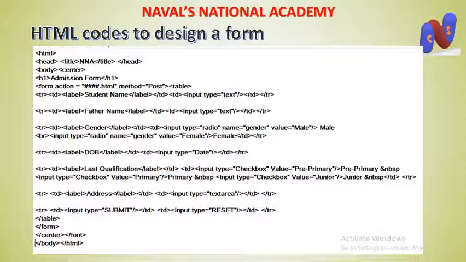Now come to the second tr. In the second tr, in the very first td, I have used a label as father name. I have closed the label. Then in the second td, I have used input type equal to text to provide a text box for the user, and then I have closed the td and tr both.